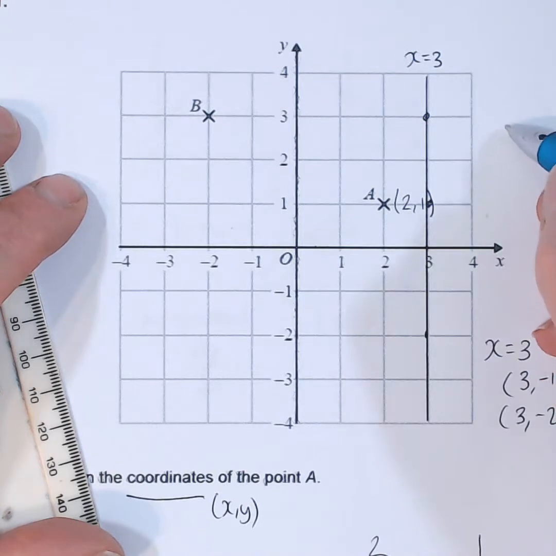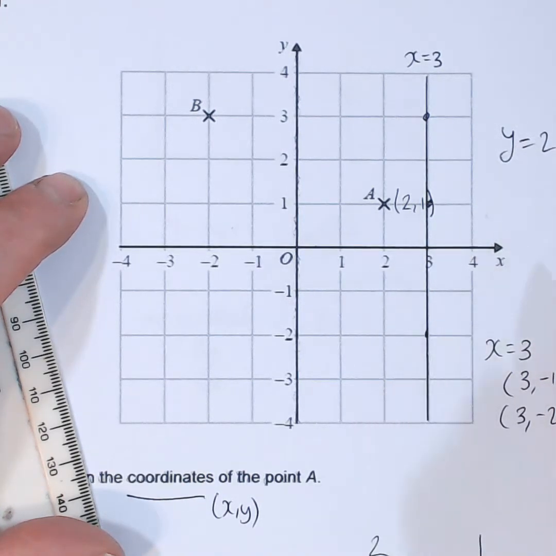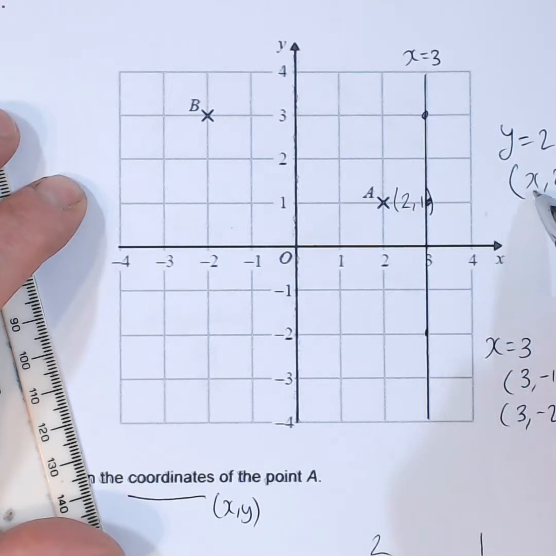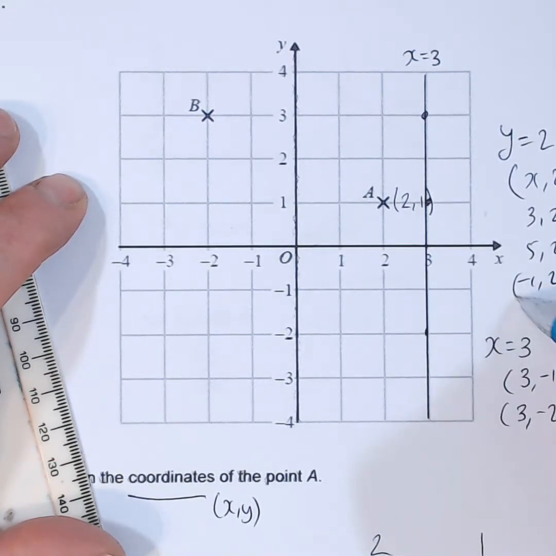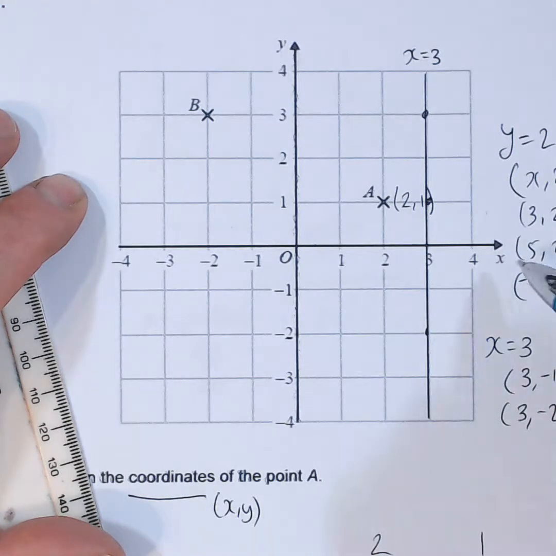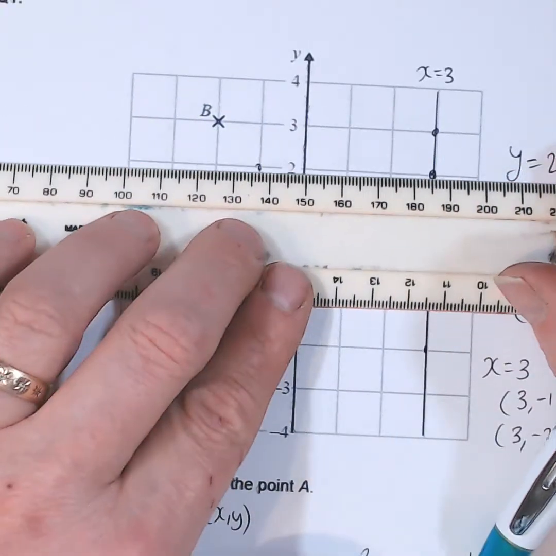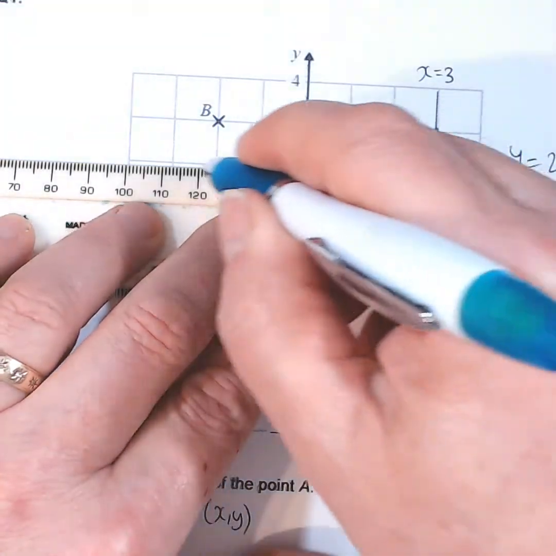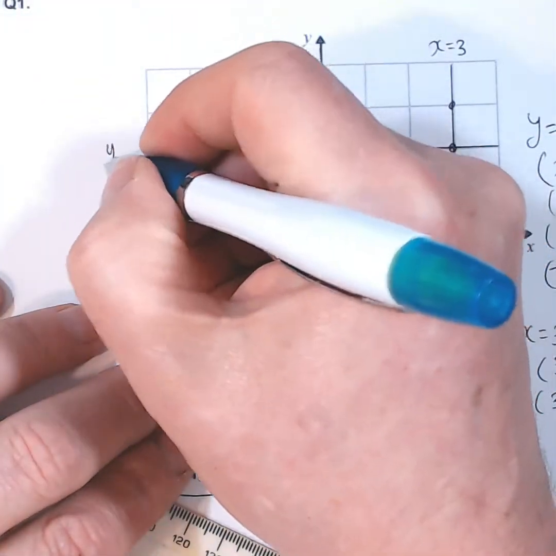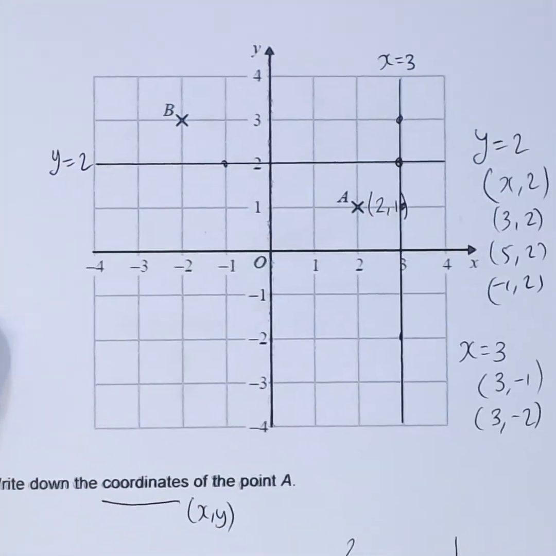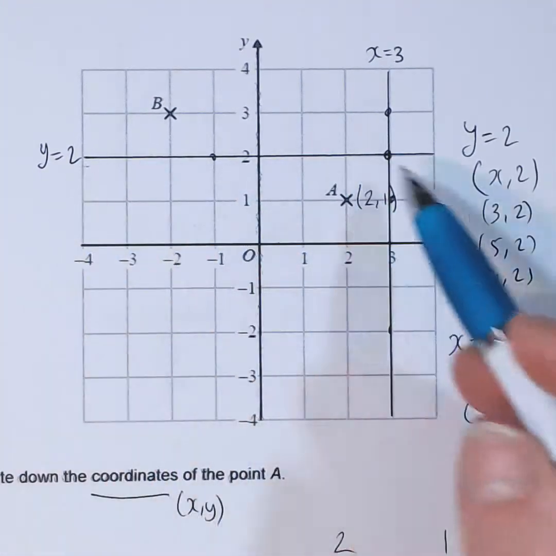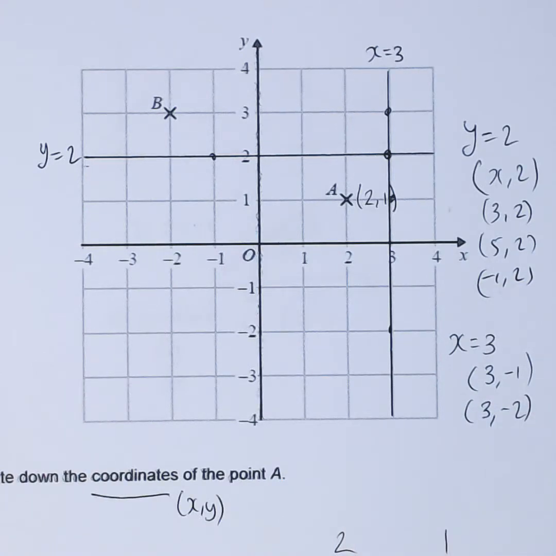Now if we want to do y equals 2, then of course that's telling us that every coordinate has got a 2 value, so something, 2. So it could have been 3, 2, 5, 2, -1, 2. All of those coordinates would fit on that line. So 3, 2, 5, 2, 4, 2, -1, 2. But this time the line would be horizontal, and this line would be defined as y equals 2. So we've just got to recognise some key things about graphs and straight lines from a basic point of view.